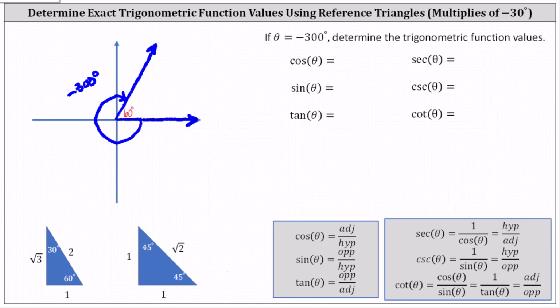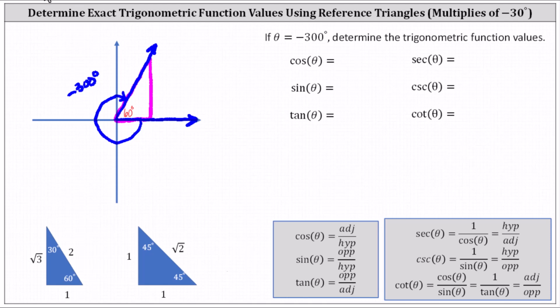To do this, we select a point on the terminal side of the angle and sketch a vertical segment to the x-axis, let's say here. And this is the reference triangle. Notice we have a 30, 60, 90 reference triangle.